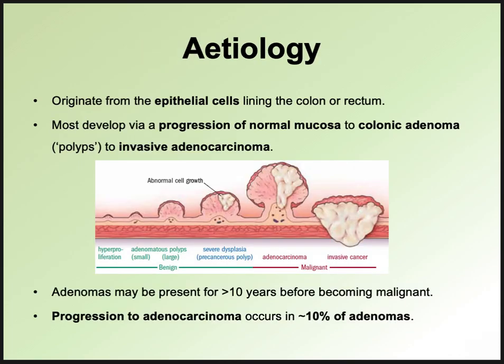In terms of etiology, colorectal cancer can be defined as a malignant neoplasm arising from epithelial cells anywhere in the large bowel. This excludes the appendix and excludes the anus. Most colorectal cancers develop via progression of normal mucosa to colonic adenoma via a process of hyperproliferation, and then through a process of dysplasia, they become invasive adenocarcinomas. Adenomas may be present for over 10 years before they become malignant, and progression to adenocarcinoma occurs in roughly 10% of adenomas.